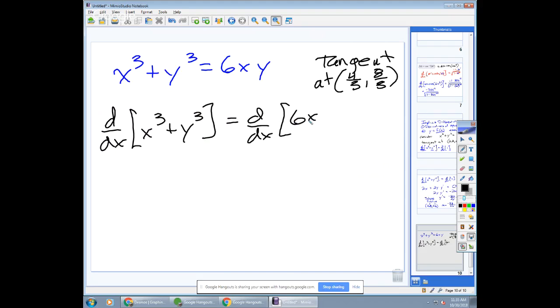This one's a little bit more work because of the right side. You got to use the product rule along with the chain rule. You got to have the chain rule on both sides because every time we see a y, we think function of x. Chain rule.